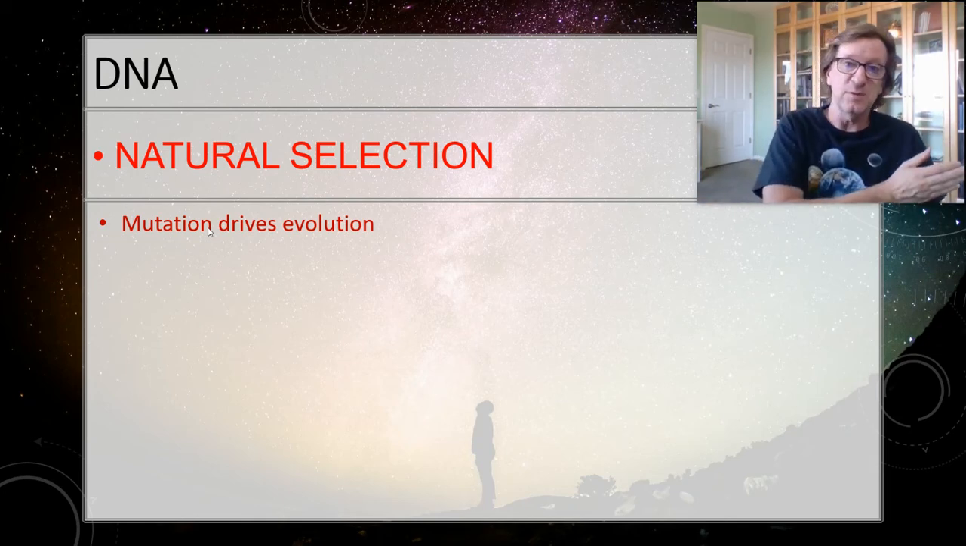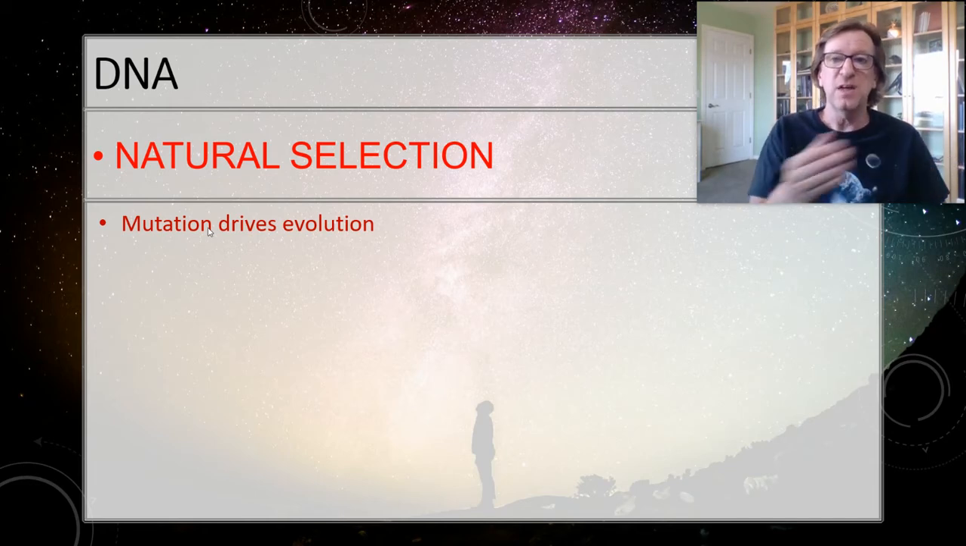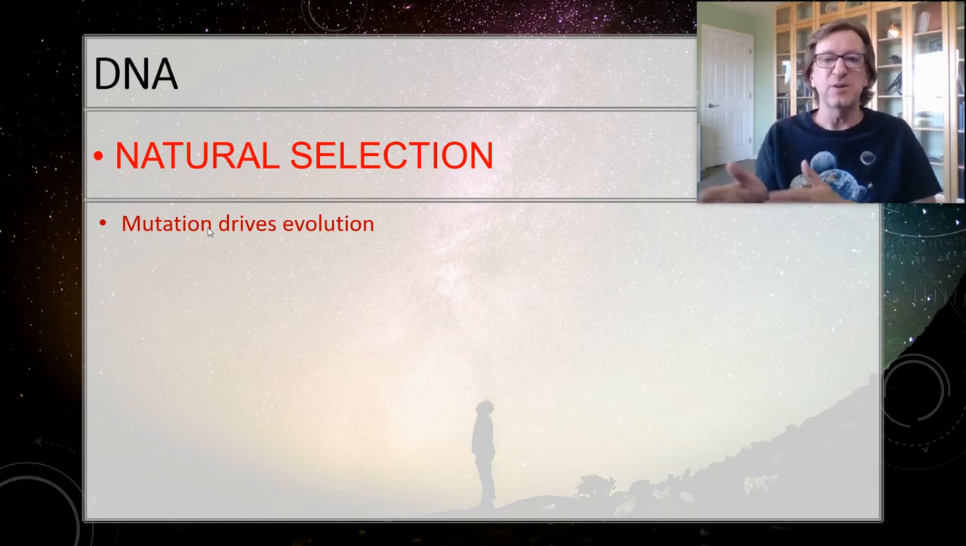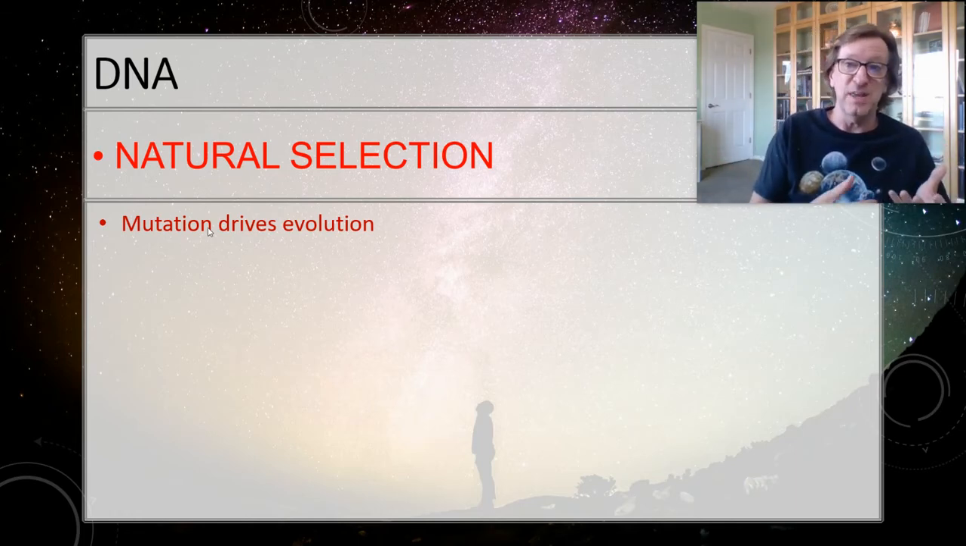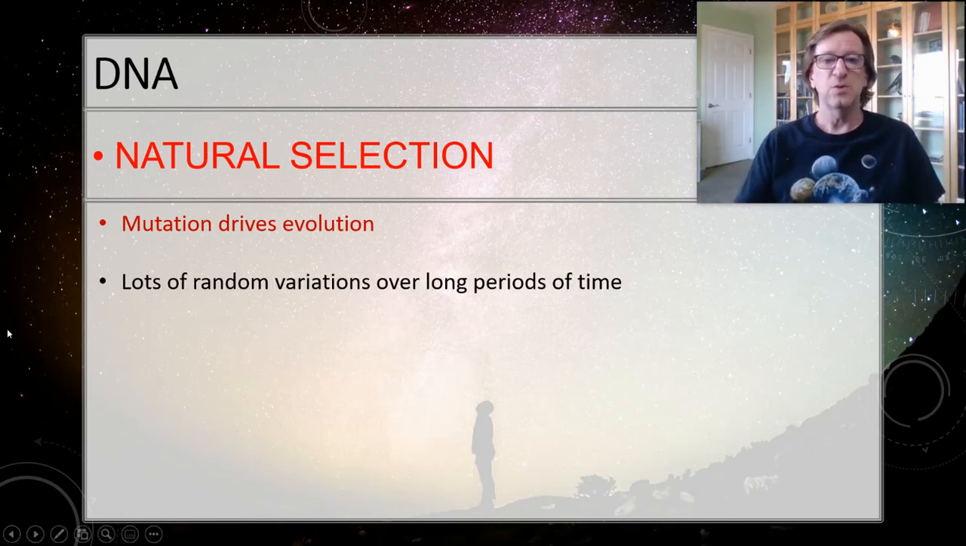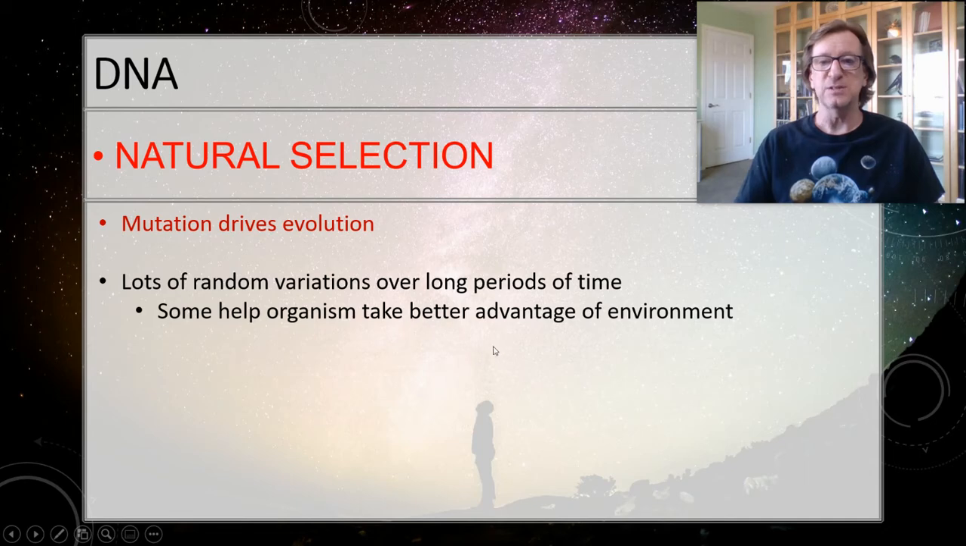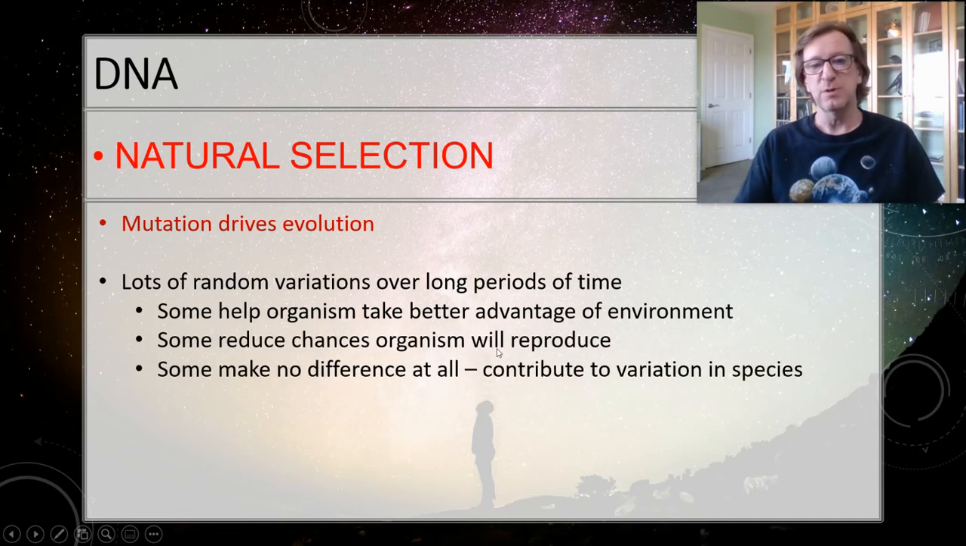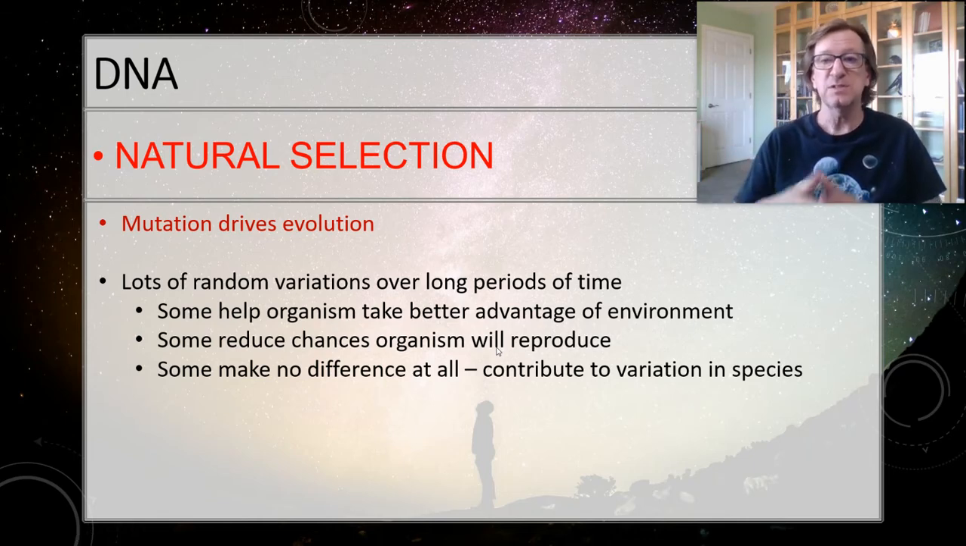Some of them aren't going to help it. Some of them are going to be actively harmful. But there's nothing driving it towards one particular situation. And as we saw last time, what's good in one situation might actually be a negative trait in another. So over long periods of time, and here I'm talking billions of years, we'll have lots of these random variations. Some are going to help, some are going to reduce the chance, and some just make no difference, blue eyes versus brown eyes. And so they just give us diversity.